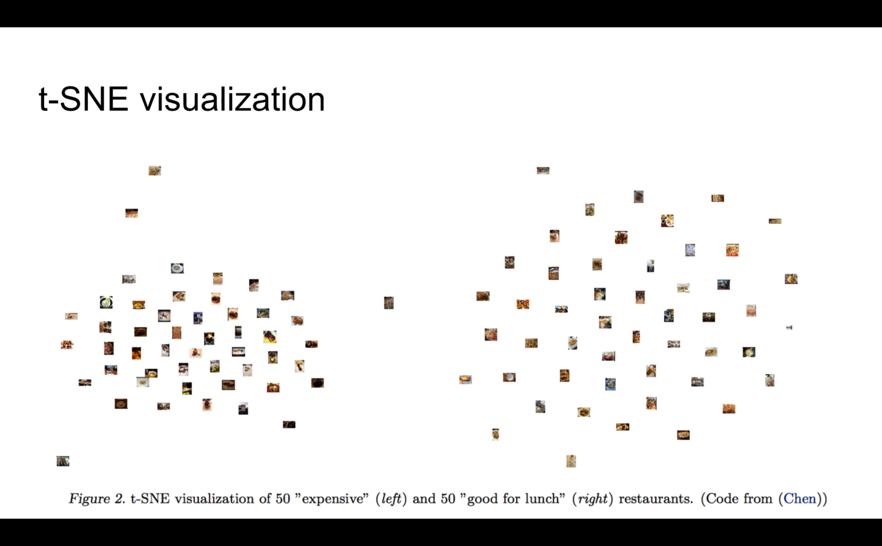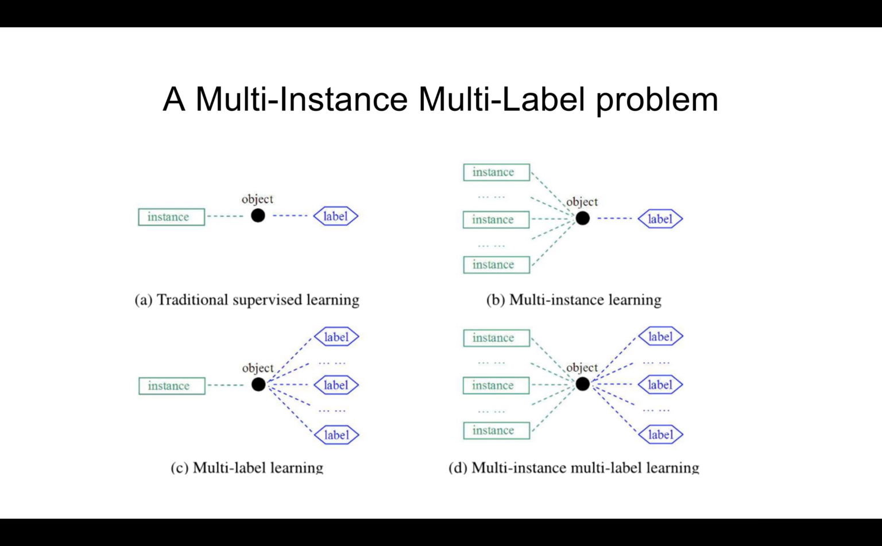As a first step to explore our data, we performed the t-SNE visualization, which is a t-distributed stochastic neighbor embedding visualization, which is very well suited for high-dimensional data. Here, we visualized expensive and good for lunch restaurants.